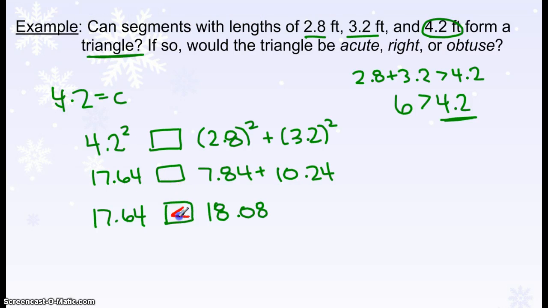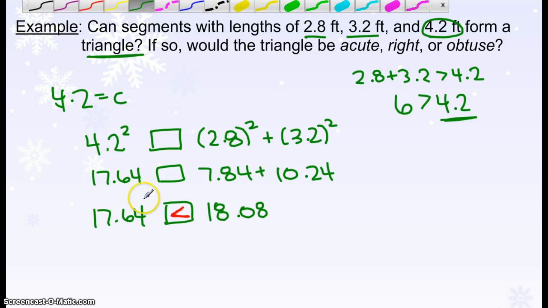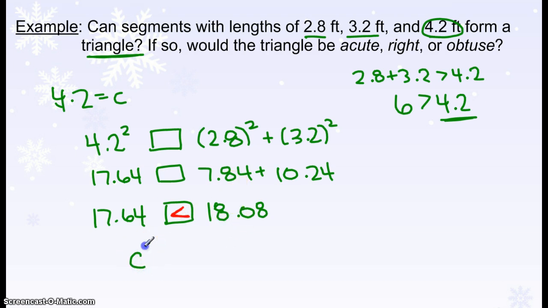18.08. So now I'm going to go back to those theorems that Mrs. O'Brien introduced us to, and if my c squared is less than my a squared plus my b squared, then the triangle must be acute. Absolutely. So the triangle is acute.